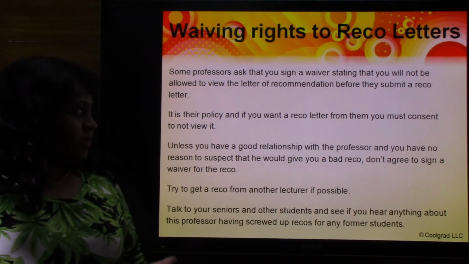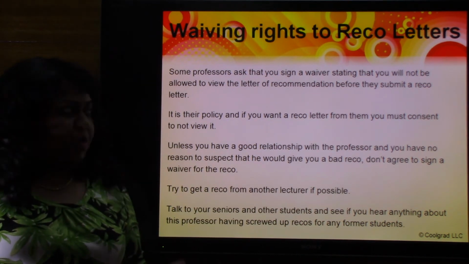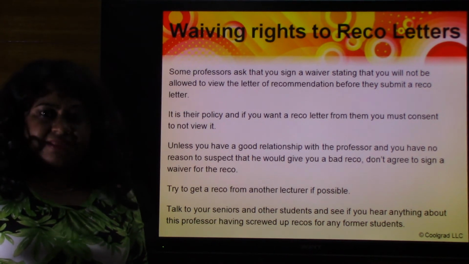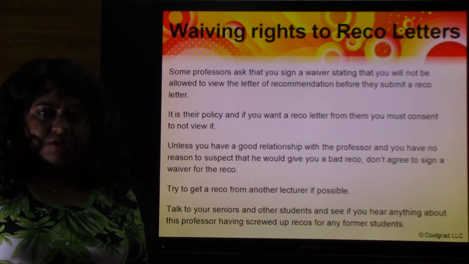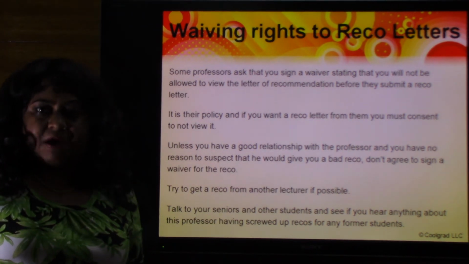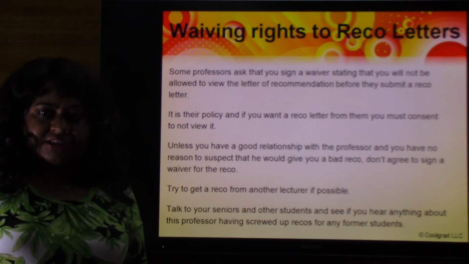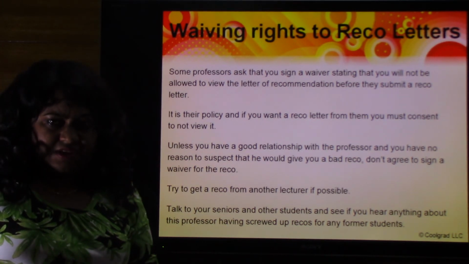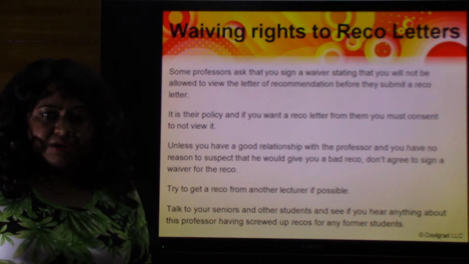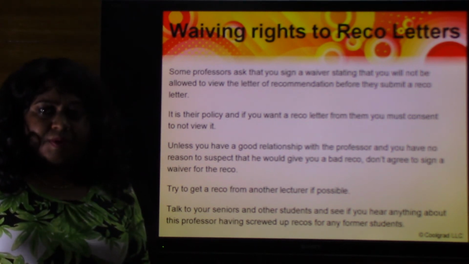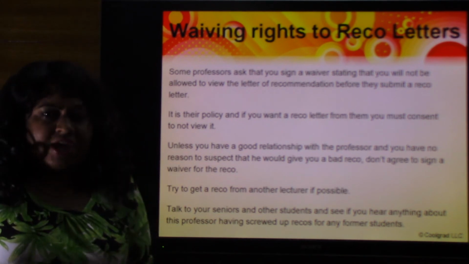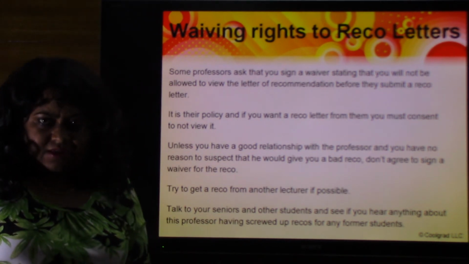Sometimes professors ask for a waiver, so you won't be able to see what they wrote. It doesn't mean that they're going to give you a bad recommendation letter. It just means that they do it as a policy sometimes. If they ask you to sign a waiver, you have no choice but to sign a waiver if you want the recommendation letter. Unless you truly trust the professor, don't agree to sign a waiver and get a recommendation letter from them. Remember, one bad recommendation letter or one lukewarm recommendation letter can weigh your application down tremendously.